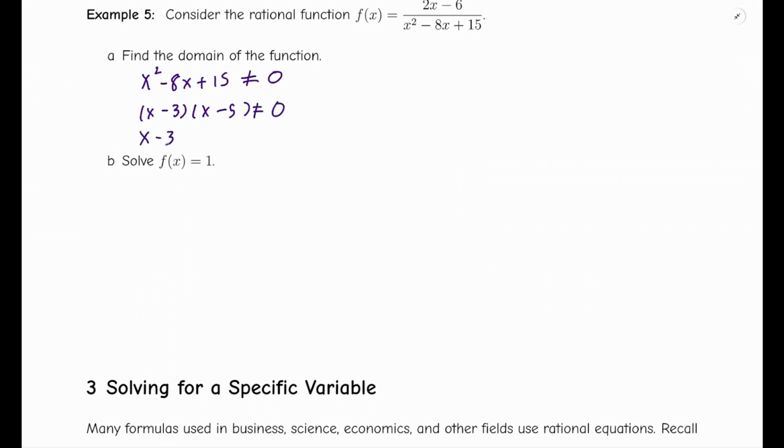Which means x minus 3 cannot equal 0, and x minus 5 cannot equal 0. So our domain in inequality notation is x cannot equal 3 and 5, if we add 3 and 5 respectively to solve those two inequalities. And then in interval notation, that would be negative infinity to 3, union 3 to 5, union 5 to infinity. Again, don't forget this middle interval, because all we're saying is x cannot equal 3 or 5, so it can equal the numbers between them.